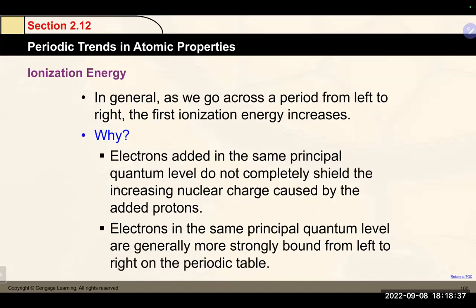So in general, as we talked about, as you go across the period from left to right, the first ionization energy will increase, because electrons are added to the same quantum level and do not really shield one another. So that increasing nuclear charge will cause those electrons to come in closer, and we have more protons being added.